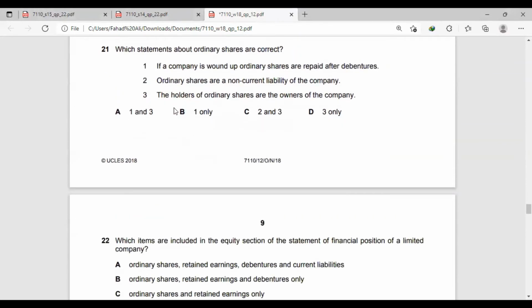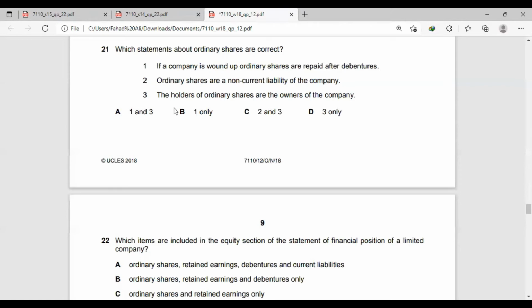21. Which statements about ordinary shares are correct? Ordinary shares are the common shareholders. That is the owner of the company. They are the owners of the company. We have not completed limited companies so far, but I'm giving you an idea of this. So you will not be able to solve this. That's why I'll solve this and see.